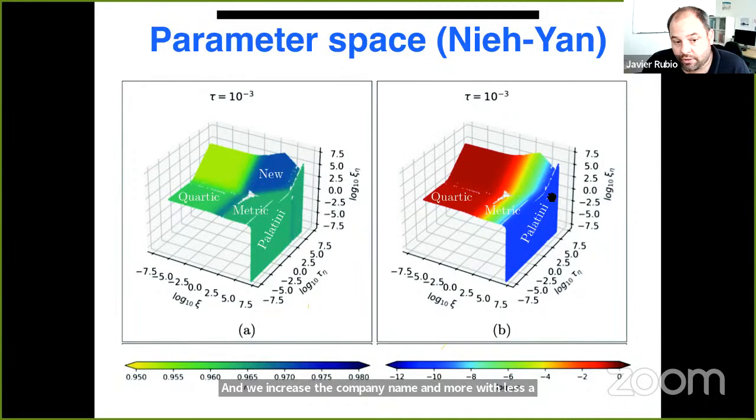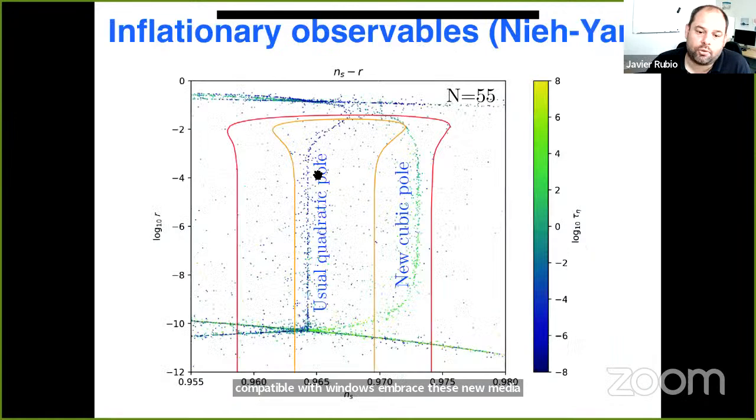The main difference with the previous plot is that you find here a new region in which the spectral tilt is slightly higher than the usual Higgs inflation expectation, but the tensor to scalar ratio is still well compatible with observations. This new region is precisely associated to the cubic pole I was mentioning before. So here is maybe a better visualization. Here are all the points in our parameter scan, and you see that there are clearly two attractor behaviors: the usual one in Higgs inflation, and another one associated to the new cubic pole, as expected.